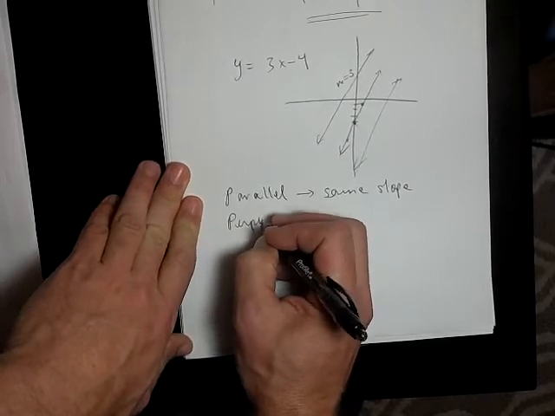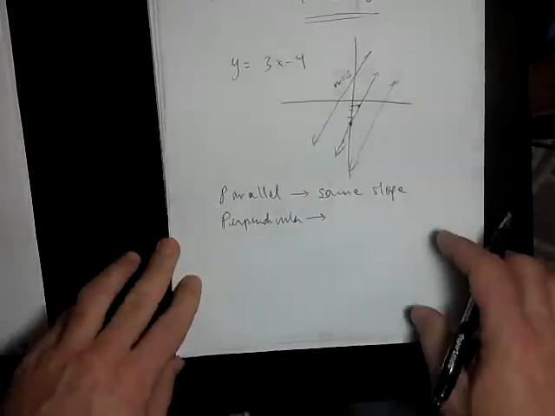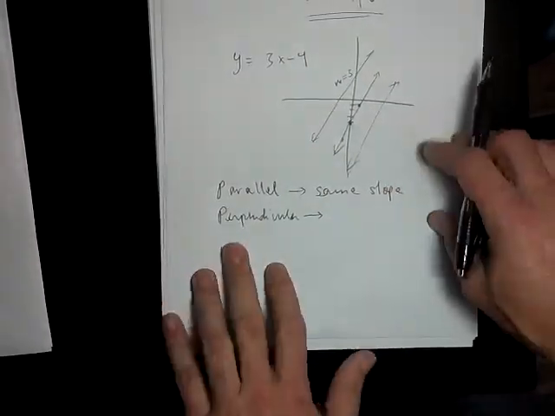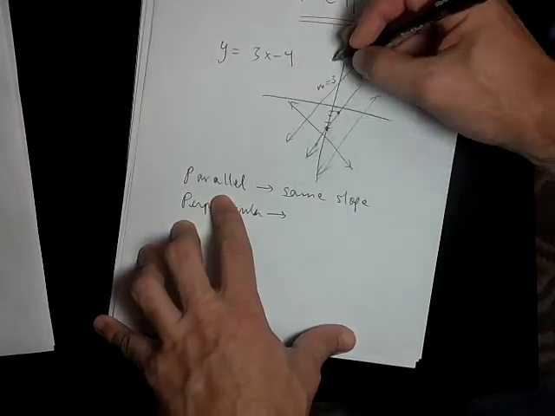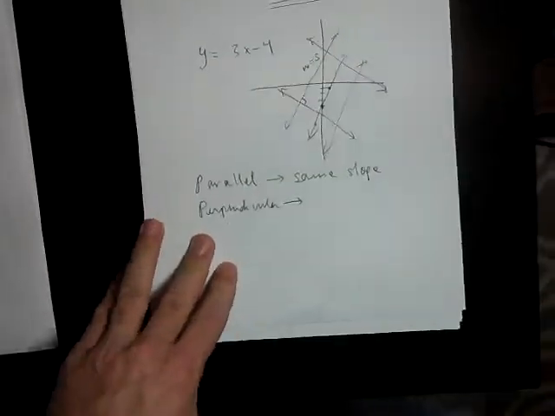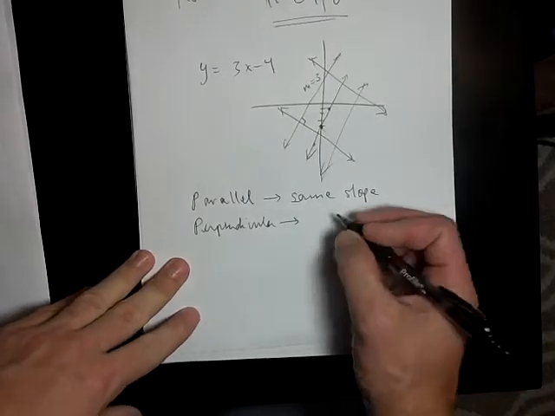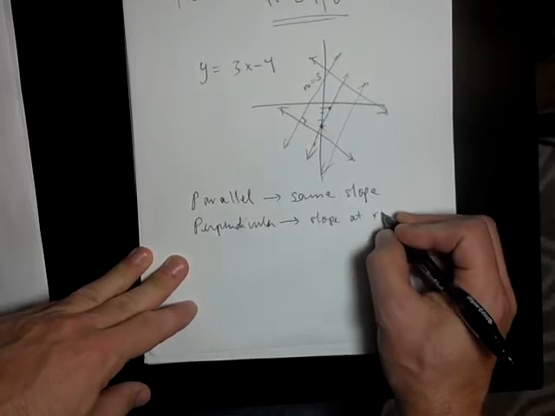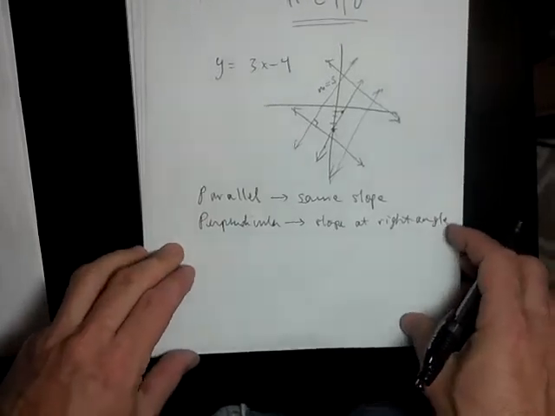Perpendicular means that the slope is at right angles to this. So a perpendicular line to all of these would be this line, and so forth, because it forms right angles with the other lines. So it has a slope at right angles. But how do you find that?